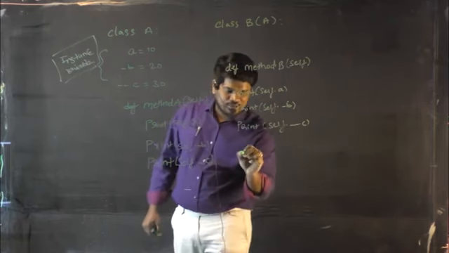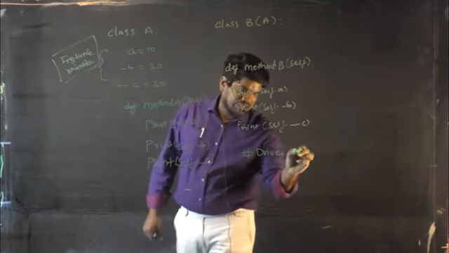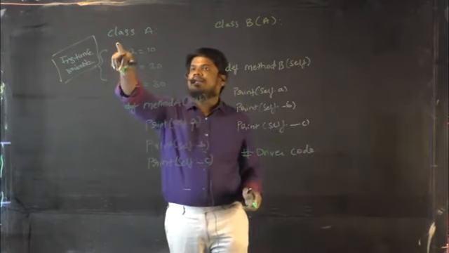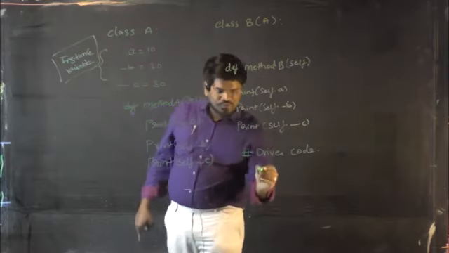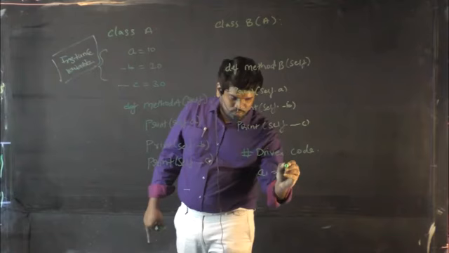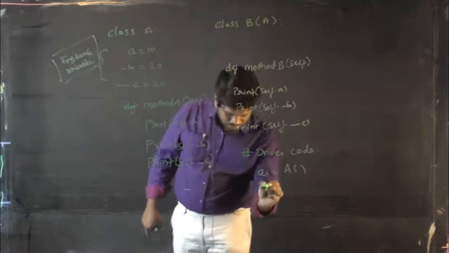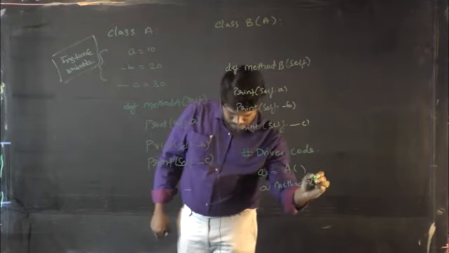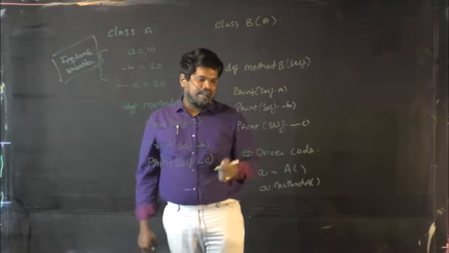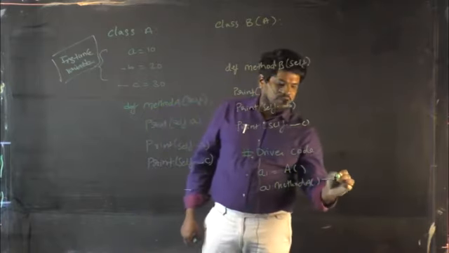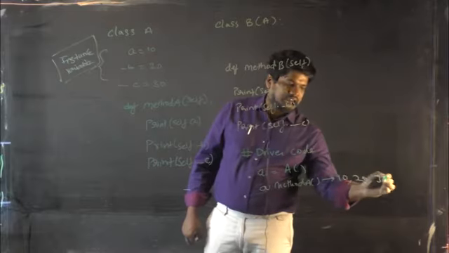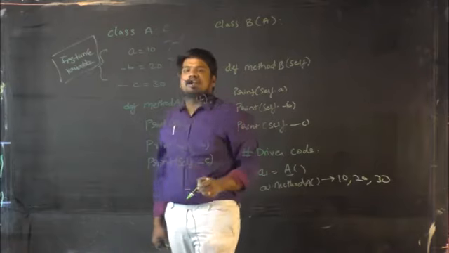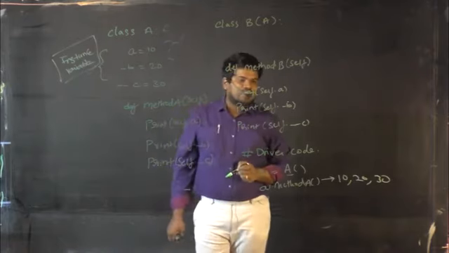I'm writing a driver code here. In the driver code, first of all, I'll create the object of class A. So A1 is equal to A, and next A1 dot method of A. When I have written A1 dot method A and execute my program, the answer would be 10, 20 and 30, because all these instance variables are there inside class A. That is why, without any error, I'll get the answer 10, 20, 30.